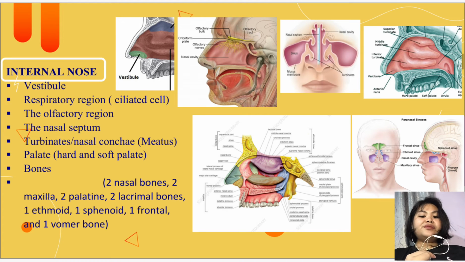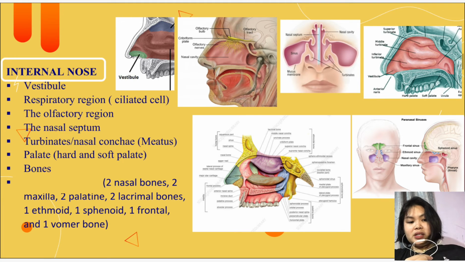Next, we have our internal nose, or nasal cavity. First, we have the vestibule. It is the most anterior portion of the nasal cavity. The exterior nares, or nostrils, lead into this portion of the nasal cavity, which is essentially just a short passageway that is supported by the cartilage of the nose and lined with tissue that contains small coarse hairs, and that leads into the respiratory region of the nasal cavity.